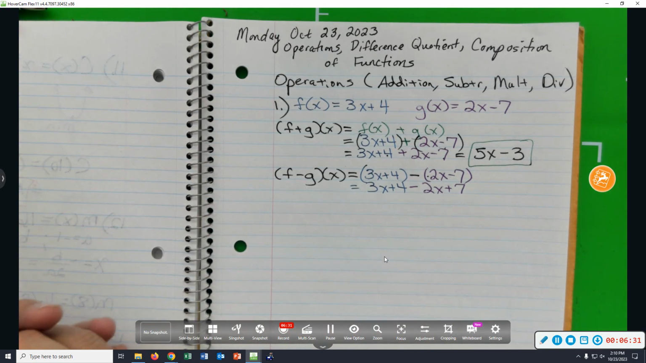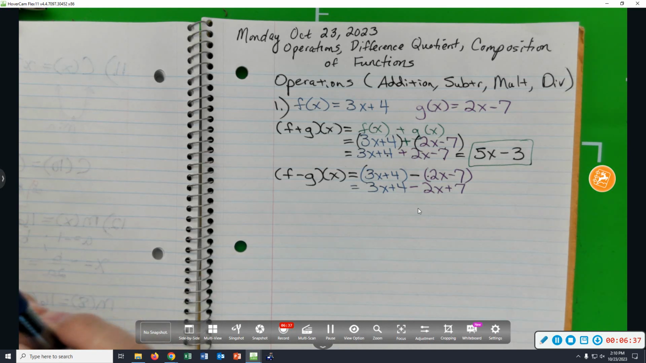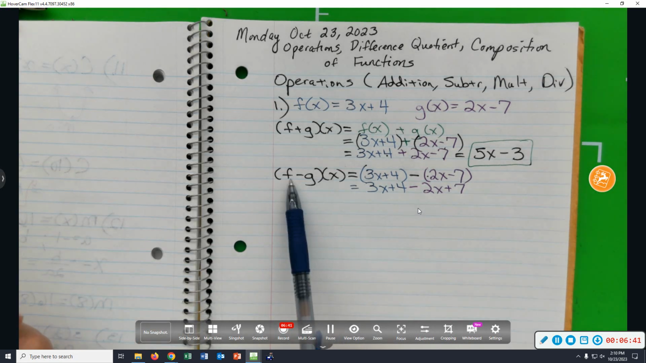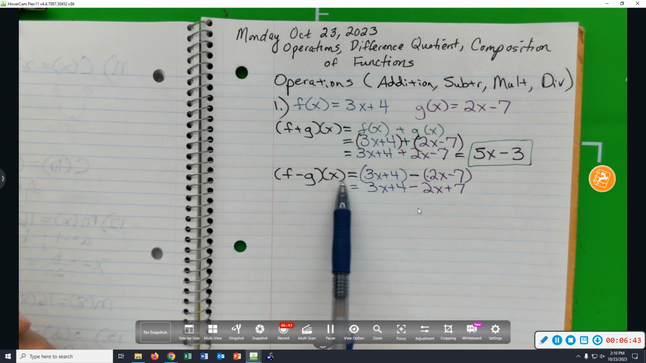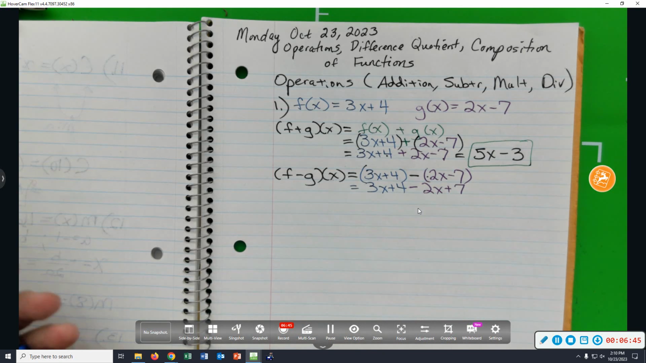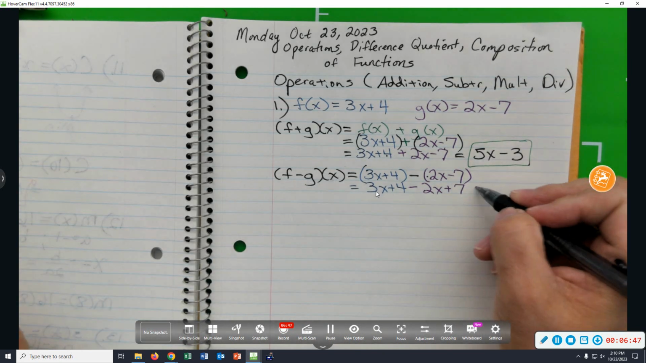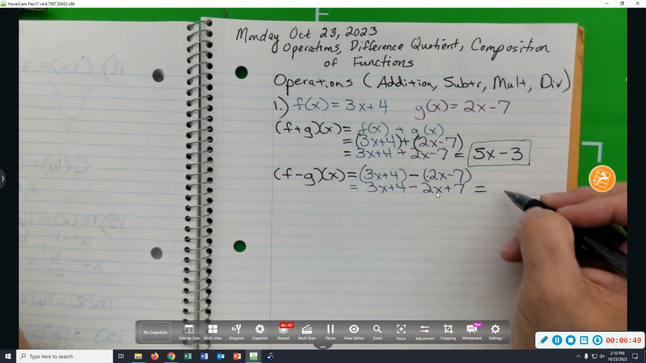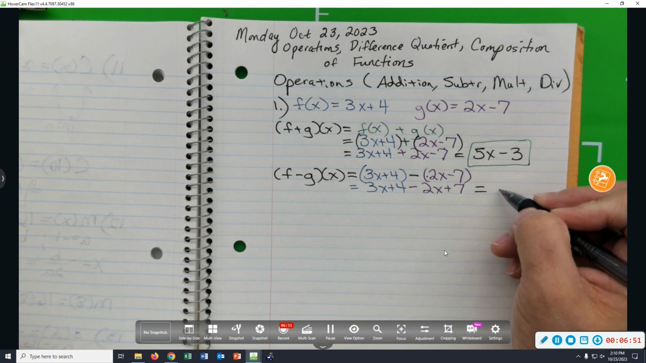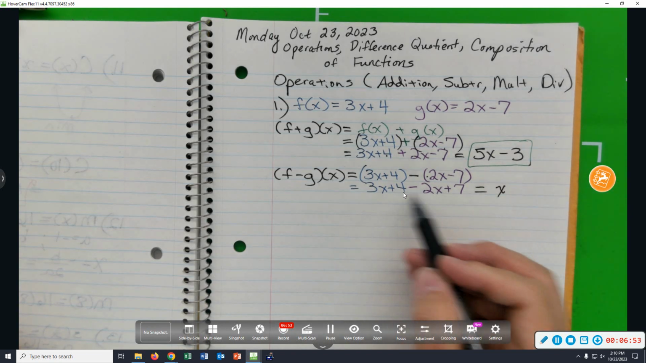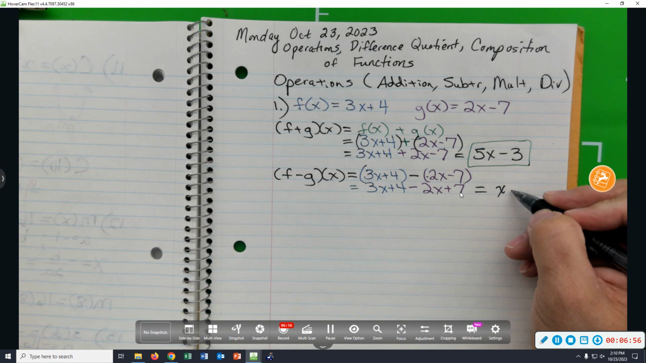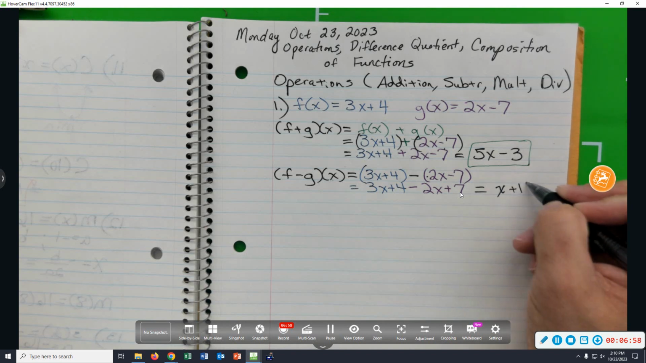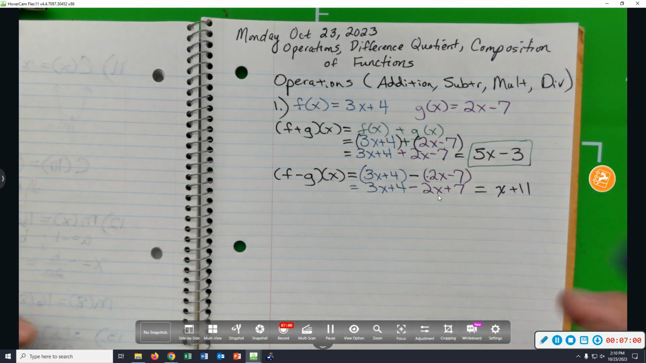And once again, this is just combining like terms. Addition and subtraction of functions is plain old algebraic addition and subtraction. The only thing that's really new is that notation we're using right there. Combining like terms, 3x minus 2x. And then we have a 4 plus 7. So x plus 11 is our final answer.